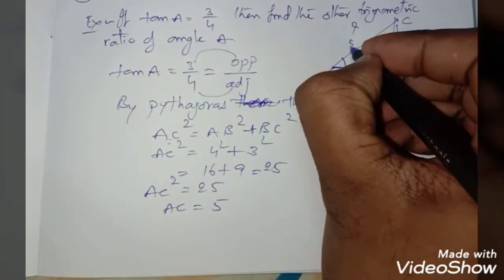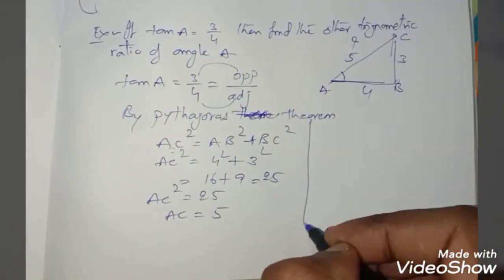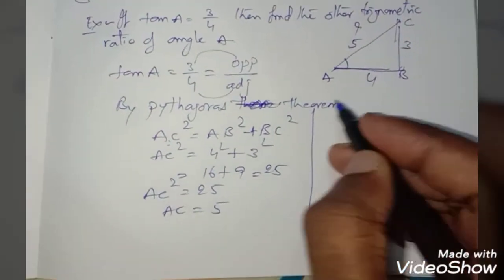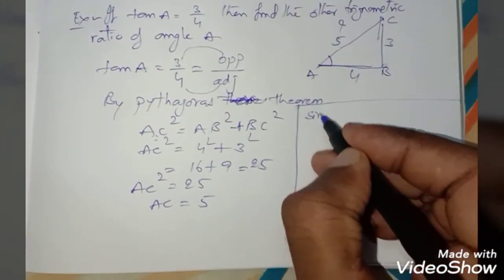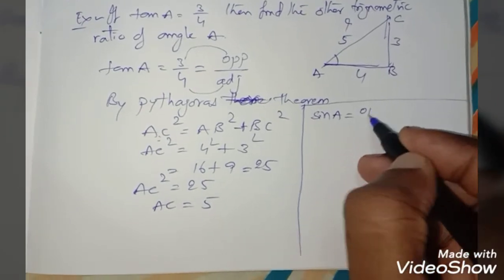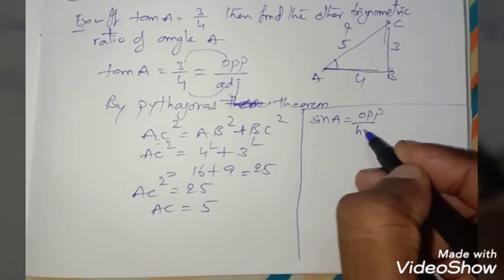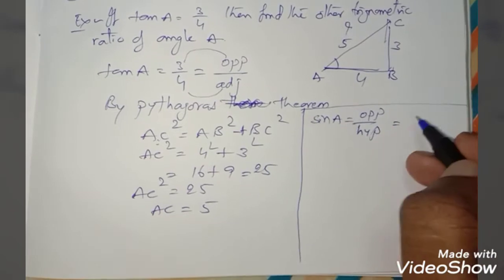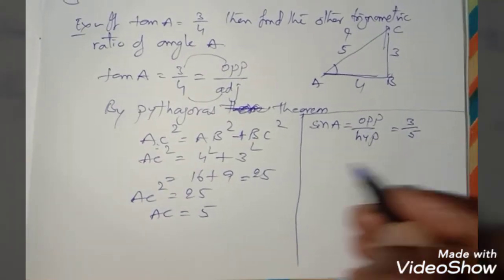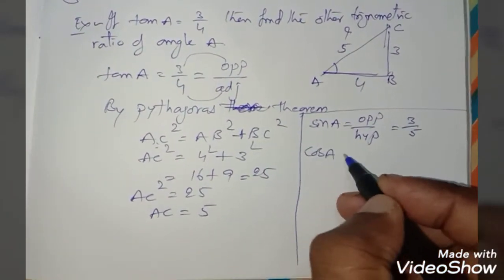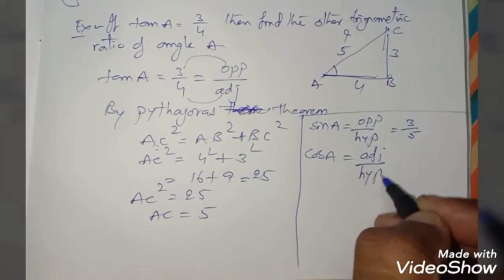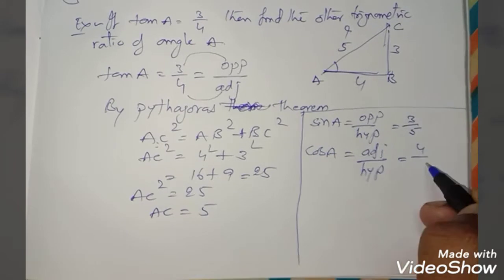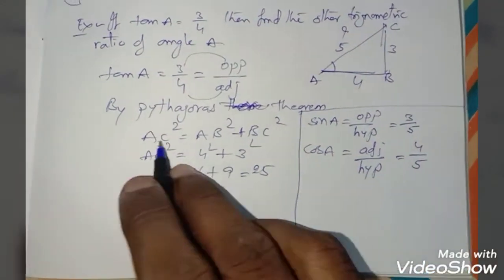Now after getting the value of hypotenuse, they asked to find the other trigonometrical ratios. So other trigonometrical ratios means we will start with a sine value, right? Now sine A. Sine A is nothing but opposite by hypotenuse. Now opposite value is 3, hypotenuse value is 5. And cos A. Cos A is nothing but adjacent by hypotenuse. Now adjacent value is 4, hypotenuse value is 5. Now already tan is given.